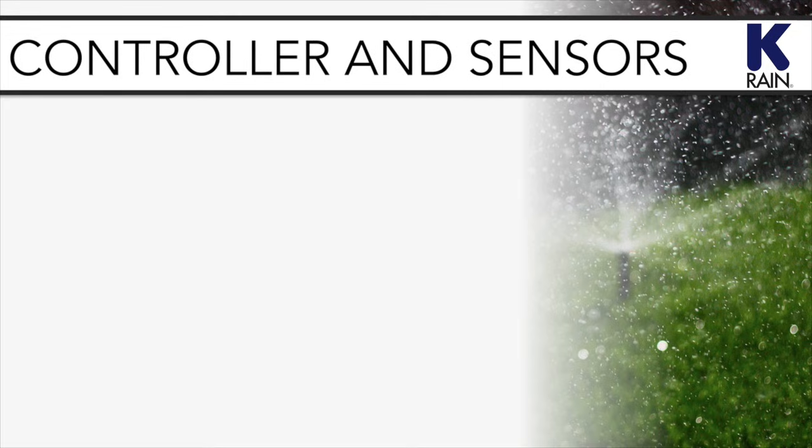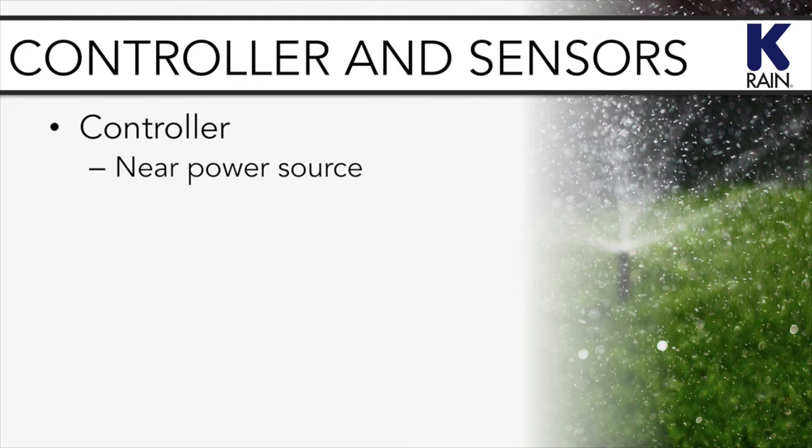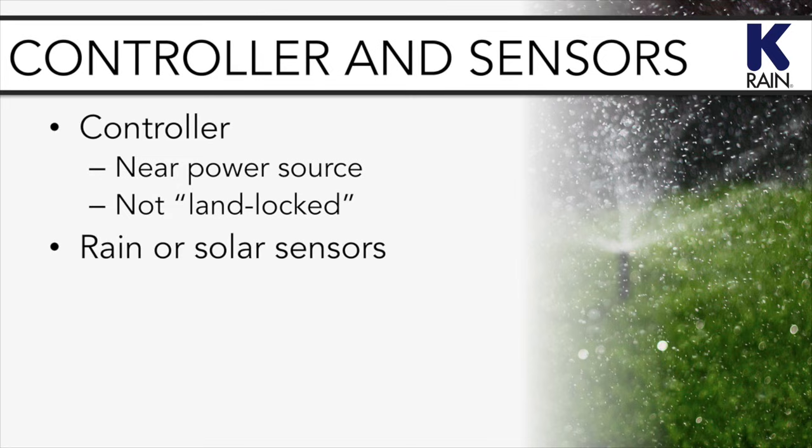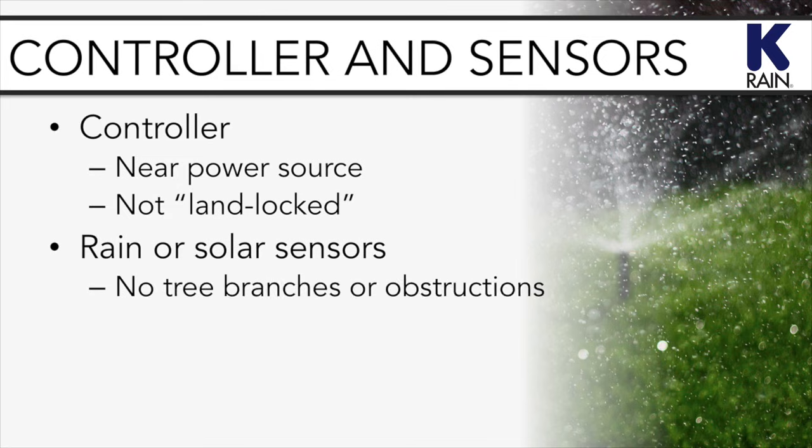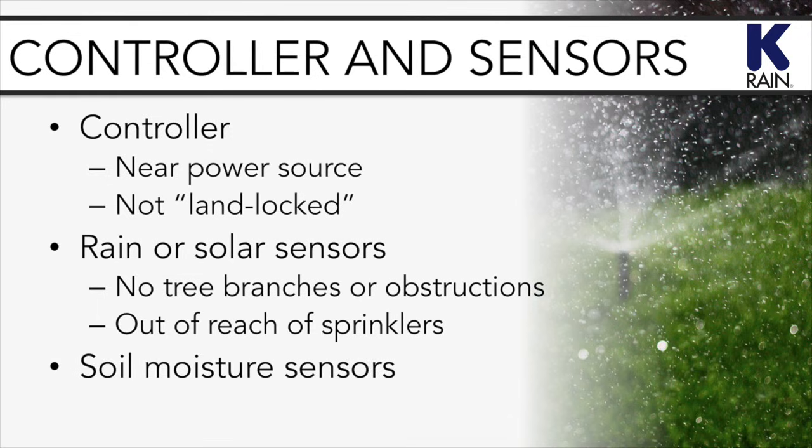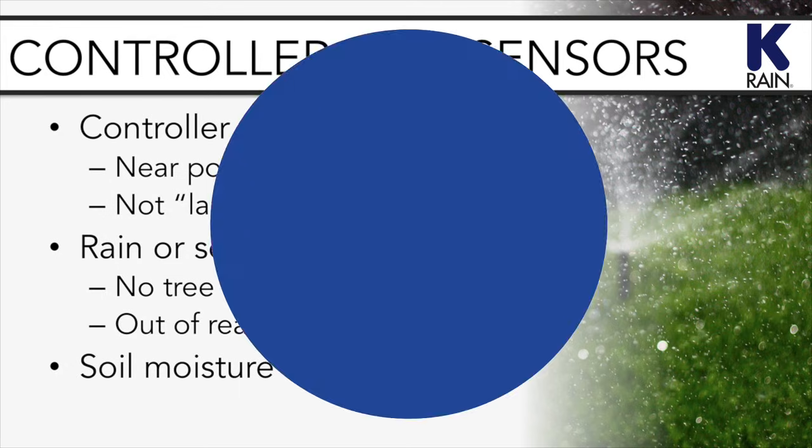Finally, indicate on your plan the location of the controller and any sensors on the system. When locating the controller, you'll need to place it near a power source, but also in a location that is not landlocked by concrete, so that you would not be able to feed the control wires directly into the ground. When locating rain or solar sensors, be sure that there are no tree branches or other obstructions that will prevent them from working. And make sure that they are high enough to be affected by the sprinklers themselves. If there are any soil moisture sensors, identify a representative location for each sensor.